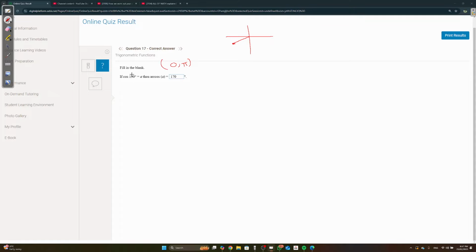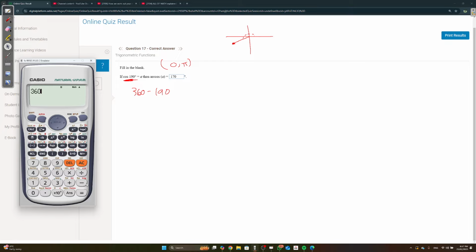So what do I need to know? I need to get cosine 190. What is an angle that gives me the same value as cosine 190? An easy way to do it is just doing 360 minus 190, and you should get 170. Remember when we used to do cosine and sine, how do you get the second solution of cosine? You do 360 minus and you get the other angle.